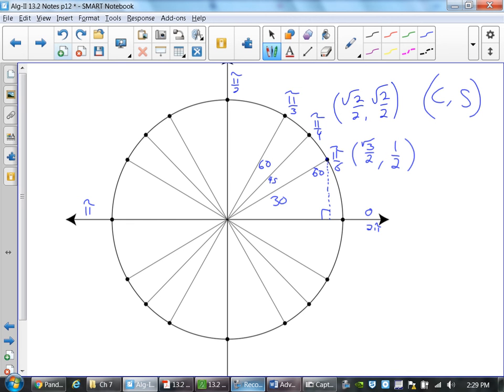90. So each time I go up by 30 degrees, I'm going up by 1/6. I'm leaving the pi out for one second here. Watch what happens. 1/6, 2/6, 3/6, 4/6, 5/6, 6/6, 7/6, 8/6, 9/6, 10/6, 11/6, 12/6.